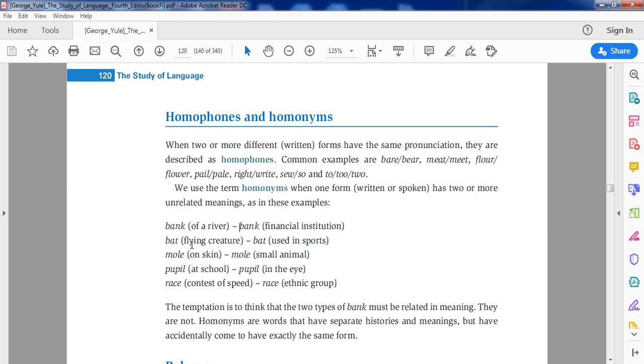Bat, flying creature, we know what's a bat, Batman. And bat used in sports. It's like a piece of wood that you hold in your hands when someone throws a ball to you, you can hit that ball with that piece of wood. That is a bat. Also mole of skin, and mole a small animal.